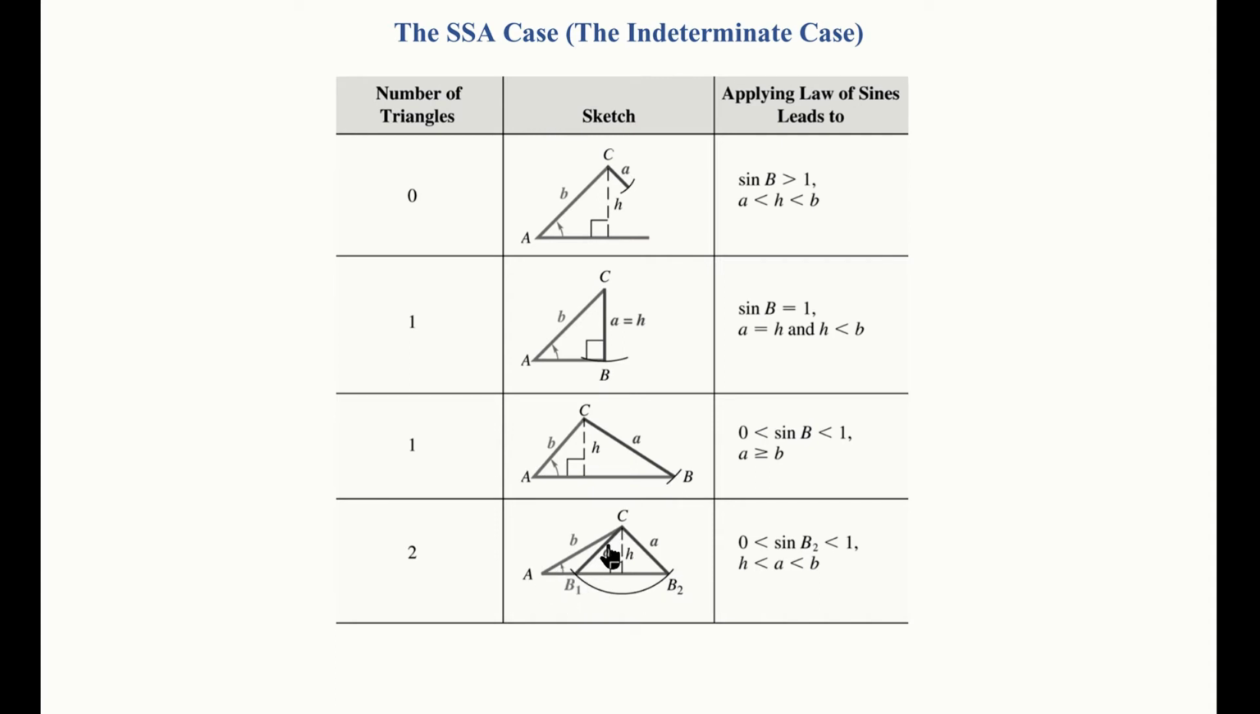Notice you get ACB1 or ACB2. So it's going to be really important for us to find the height to determine how many triangles we're going to have. Some textbooks and instructors don't push that too much, but it's extremely useful to have the value of the height, as you can see, because then you can determine whether you're going to have no triangle, one triangle, or two triangles.